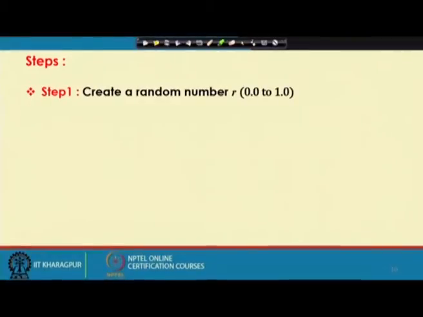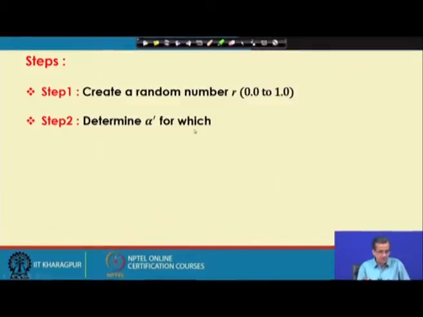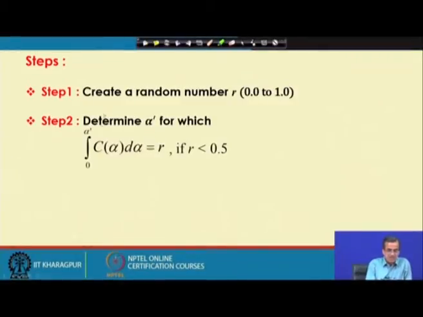Now, let us see the steps. Step 1, we create a random number r lying between 0 and 1. We determine alpha prime, for which the integration from 0 to alpha prime of C alpha d alpha equals r. R is a random number lying between 0 and 1.